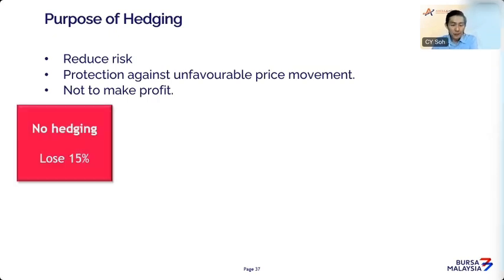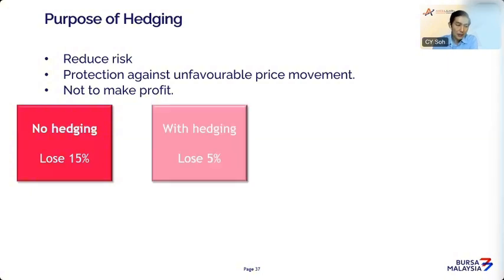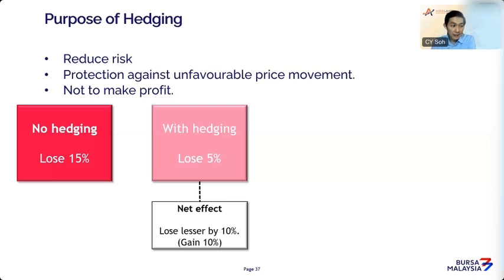For example, if you do not have any hedging at all, and last month on Black Monday your overall stock portfolio had a loss of 15%. And let's say you have a hedging position in the index futures market to hedge against the drop in your stock portfolio. Here you can see the net effect is that you lose less by 10%, or in other words, it's actually a gain of 10%. You know that making a gain of 10% is really not easy in trading. So in fact, hedging gives you a lot of benefit.